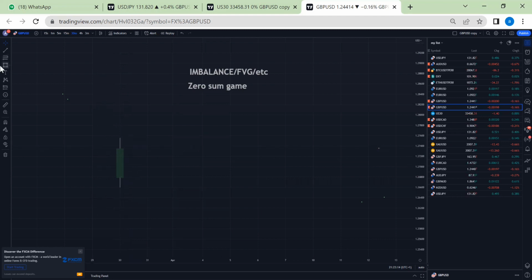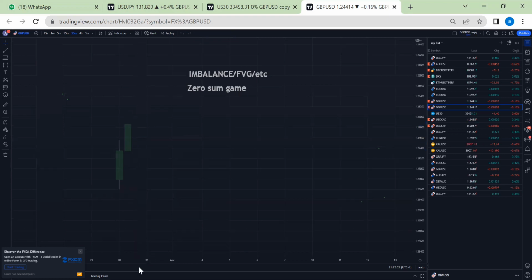Now let's say we have the next green candle formed like this. This is the next candle formed this way. We also have a wick below it, and we also have a wick above it. The same way, this is telling you that there are some sellers at this moment.